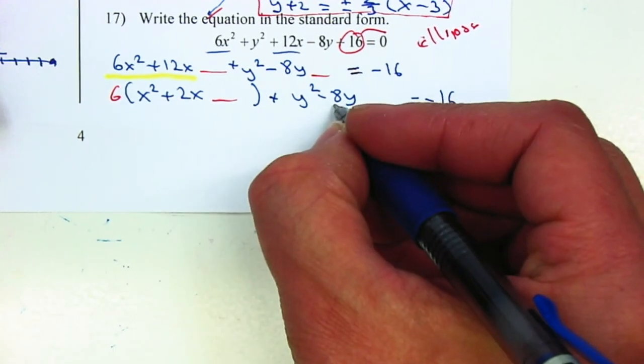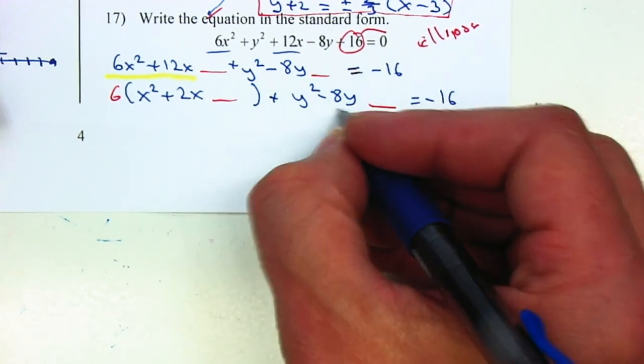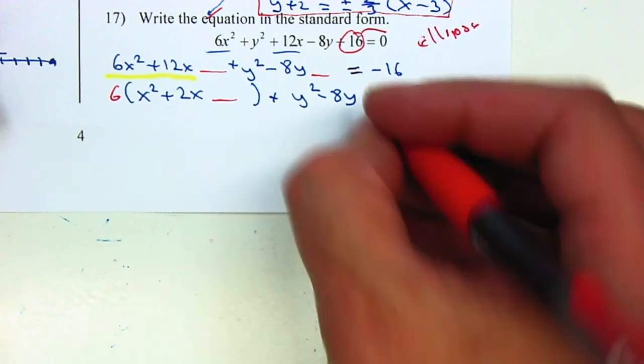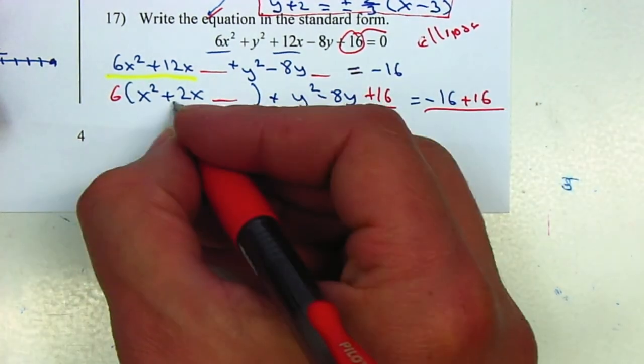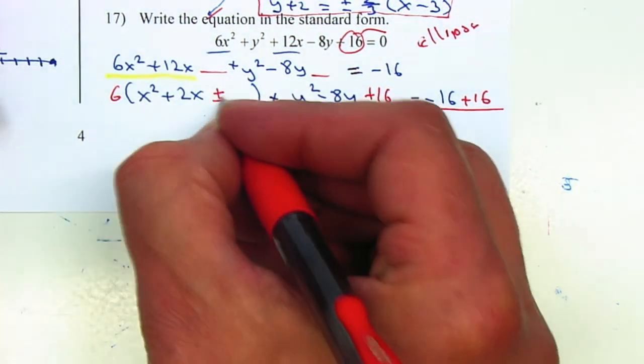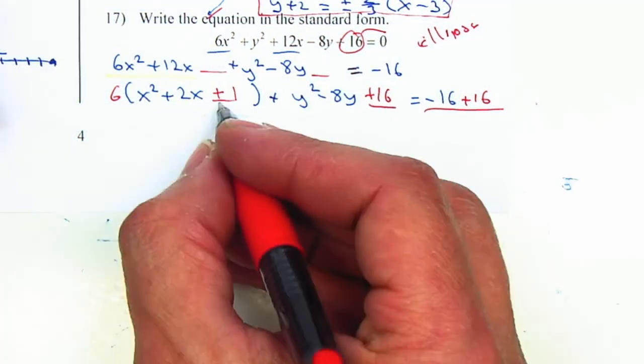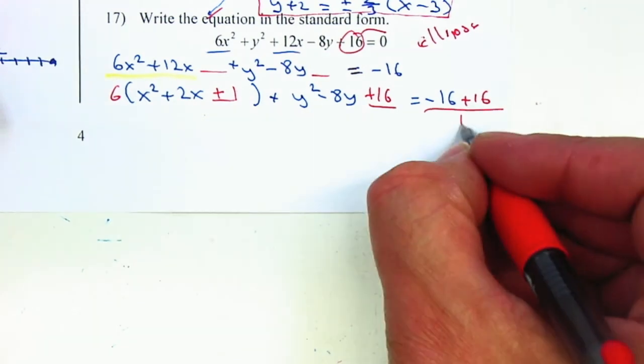Half of negative 8 is negative 4. The square is positive 16. Half of 2 is 1. The square is positive 1. Remember, you're not just adding 1. It's 6 times 1, which is 6.